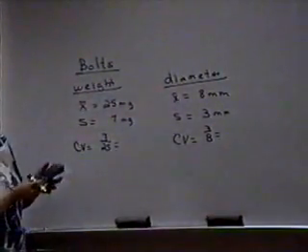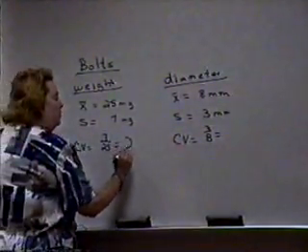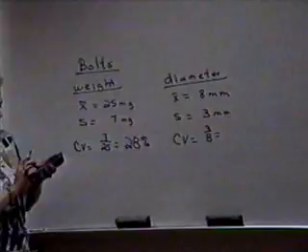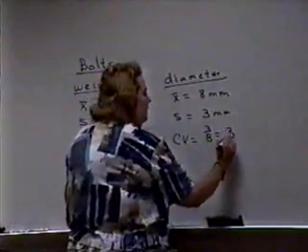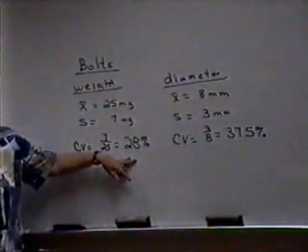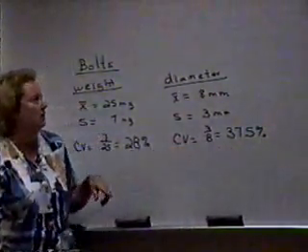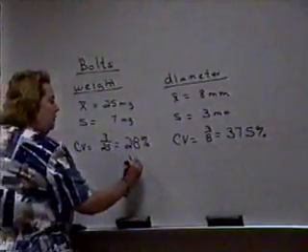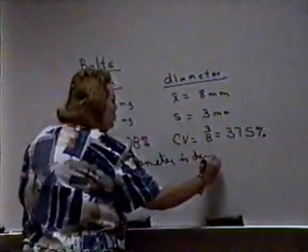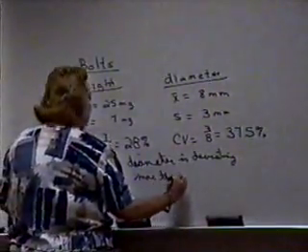Now the formula said to multiply by 100, but I'm just going to move the decimal over. 7 divided by 25 is 0.28. I'm going to move that decimal over and say 28%. 3 divided by 8 is 0.375. I'm going to move it over and say 37.5%. Well, you can see that they were not real close together, but this one had more deviation. So the diameter is deviating more than the weight.